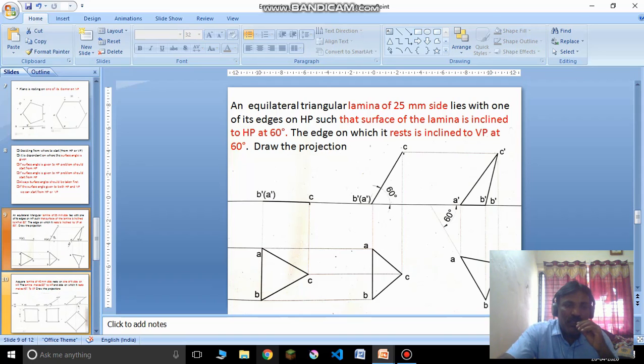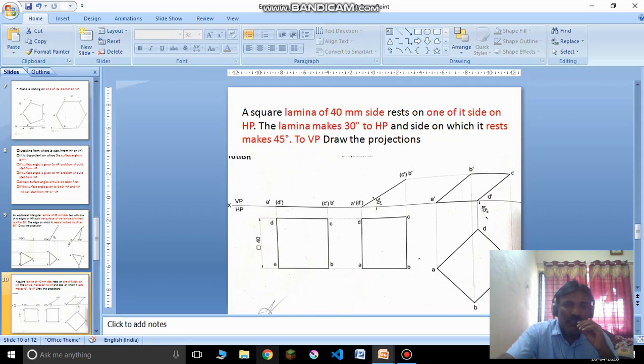I will take another example. You can just look at this second problem. A square lamina of 40 mm side rests on one of its sides on HP. The lamina makes 30 degrees to HP and the side on which it is resting is inclined at 45 degrees to VP.